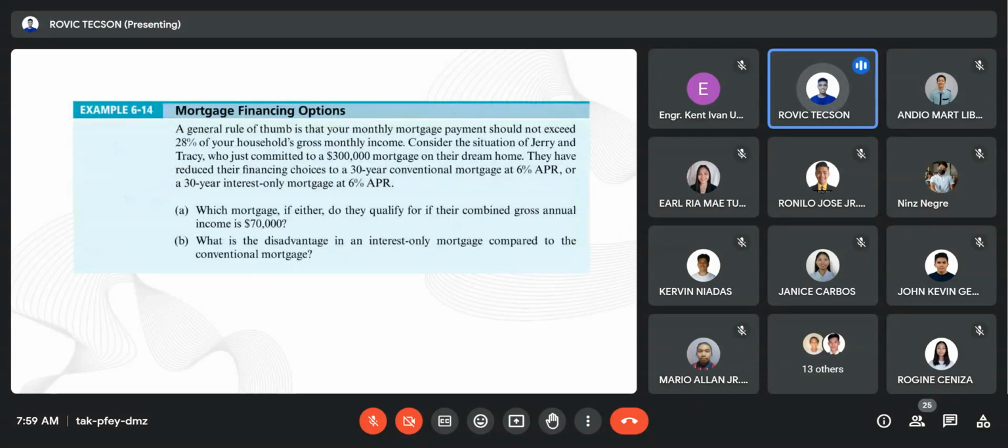So next is the mortgage financing option. A general rule of thumb is that your monthly mortgage payment should not exceed 28% of your household's gross monthly income. Consider the situation of Jerry and Tracy, who just committed to a $300,000 mortgage on their dream home. They have reduced their financing choices to a 30-year conventional mortgage at 6% APR, or a 30-year interest-only mortgage at 6% APR.